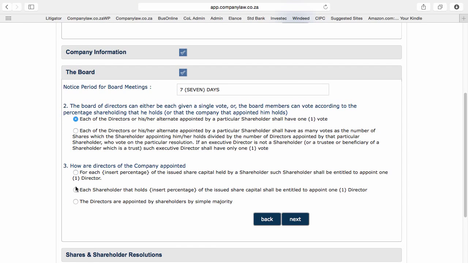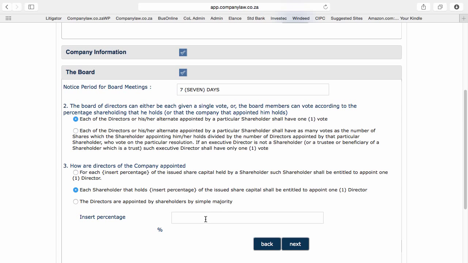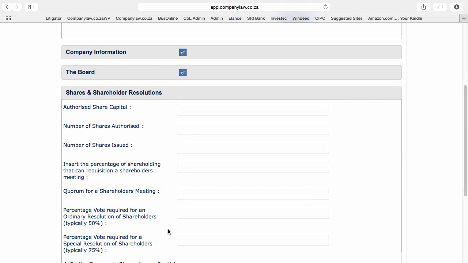Then we deal with the appointment of directors. There are three options here. First, the draftsman can specify that for each specific percentage of the issued share capital held by a shareholder, he or she will be entitled to appoint a single director. Second option is that for each specified percentage of the issued share capital, such shareholder shall be entitled to appoint one director. In other words, under this option, if a shareholder holds 60% of the shares and the percentage is set at 20%, he would be entitled to appoint 3 directors.